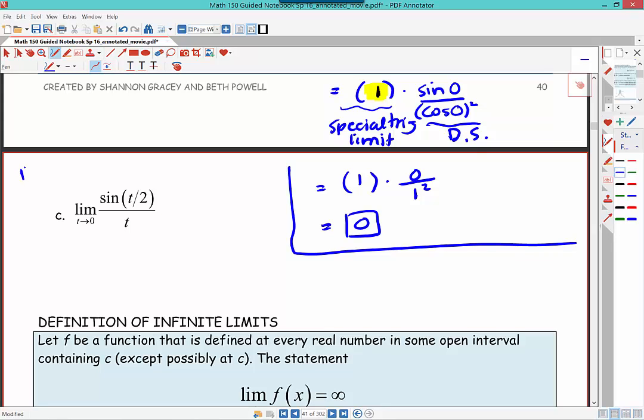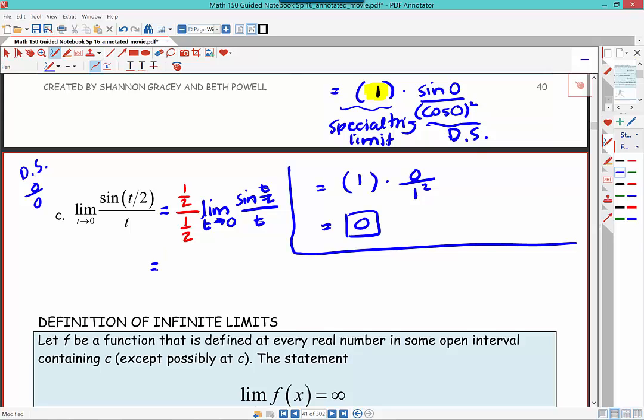Do you guys see over, we'll just put over here, direct substitution yields 0 over 0. So here, if we basically do this, it'll look a little funny, but if we basically multiply by 1/2 over 1/2, and then we have this limit as t approaches 0 of sine at t over 2 over t.